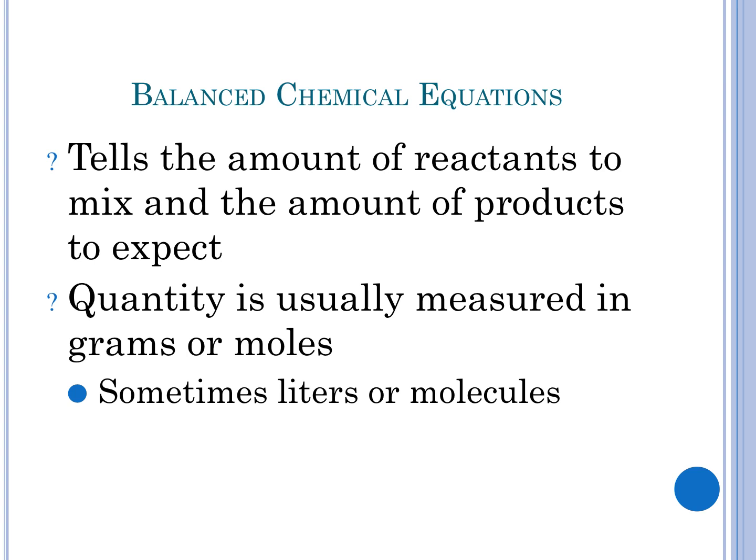Okay. So when we do stoichiometry, we have to look at the balanced chemical equation. So that balanced chemical equation, it just tells us the amount of reactants you have to mix and how much of a product you should expect. So when we talk about quantity, we're typically going to talk about grams or moles. Okay, so for the most part, when we talk about how much reactants or how much products you need or are making, we're talking grams or moles. Sometimes we'll talk liters, every now and then molecules.